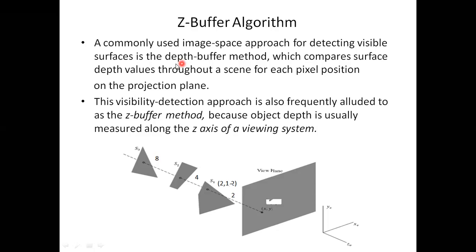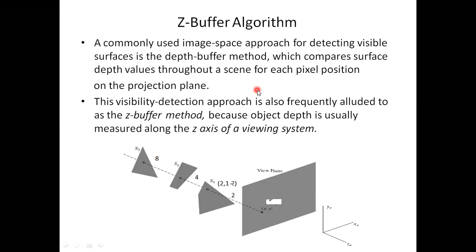So it uses the depth buffer method, which compares the surface depth throughout the scene for each pixel position on the projection plane. That means the technique used here is based on the z-axis value of my object. Whenever we have a 3D object, how do we determine the x-axis, y-axis, and z-axis? The x-axis says the length, the y-axis says the height, and the z-axis says the depth.